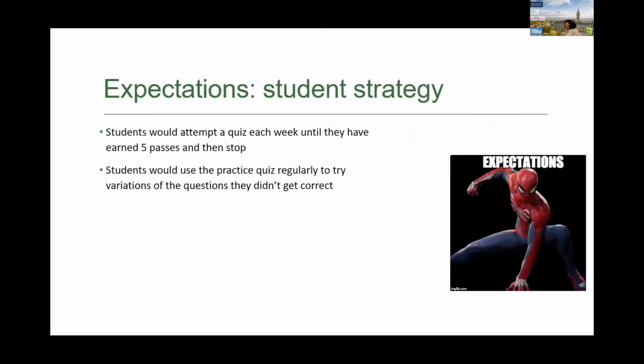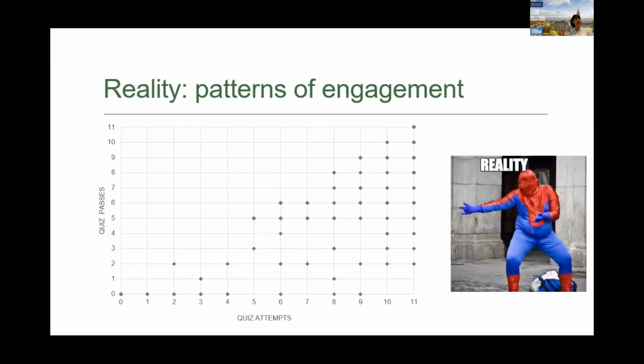So what we expected is that students would attempt a quiz every week until they'd earned their 5 passes, and then they'd stop. And also that they would maybe use the practice quiz to actually practice and use the feedback to get better. What actually happened, and I'm going to focus more on how they attempted the quizzes, is that we got this lovely different pattern of engagement.